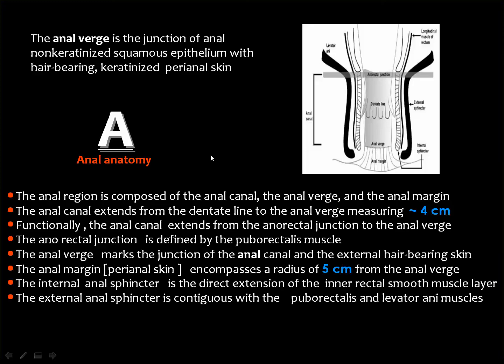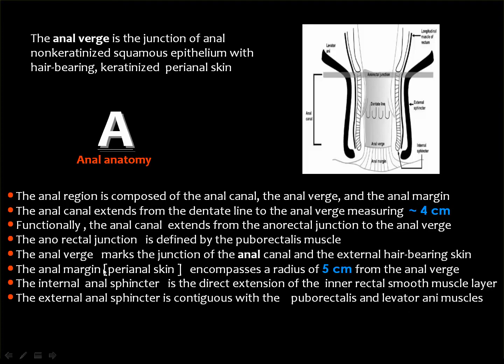There are two definitions here: the anatomical anal canal and the surgical anal canal. The surgical anal canal starts where the rectum ends, and there is a certain landmark here, which is the puborectalis muscle, and I will discuss this in detail. Then the functional anal canal extends from the anorectal junction, here in this particular area at the level of the puborectalis muscle, till the anal verge.